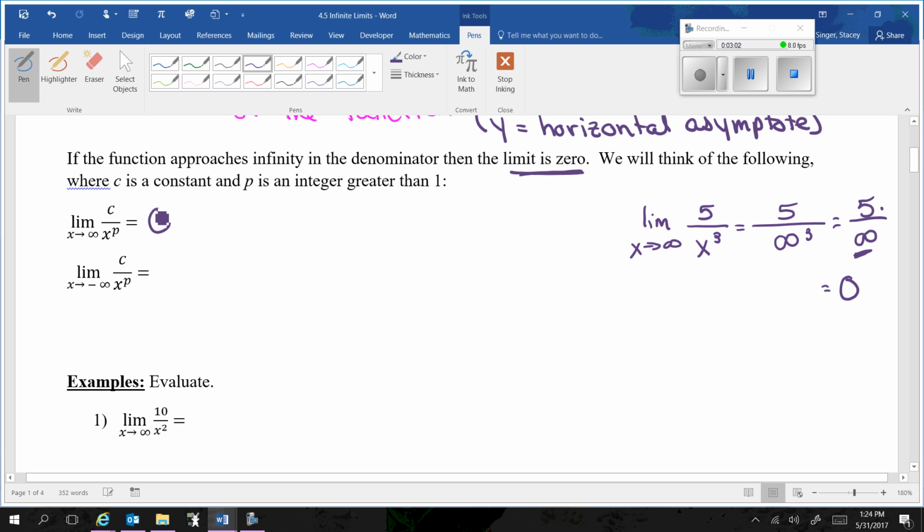So if I end up with infinity in my denominator, I'm going to end up with a limit that equals 0. Same with negative infinity. If I had a really small number as x approaches negative infinity, and we'll keep the constant 5 divided by x to the third, that would still be 5 divided by negative infinity to the third, which gives me 5 divided by negative infinity, which is still going to give me 0.